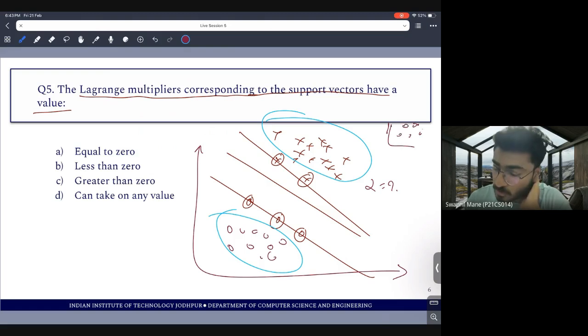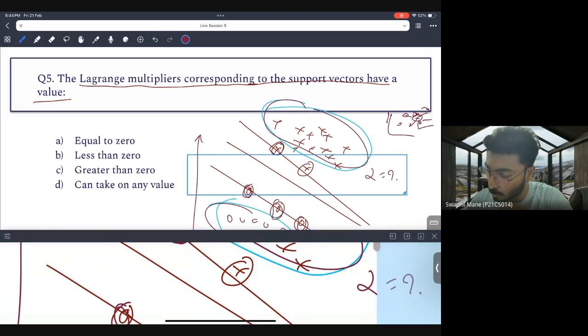Because all of the points are required: when any new instance comes into the picture, we find the distance between all the points, the k nearest points, and then we find which class has the higher votes, and we classify the point as belonging to that particular class. But in a support vector machine we don't require all the other training points, only the support vectors. That is very important.